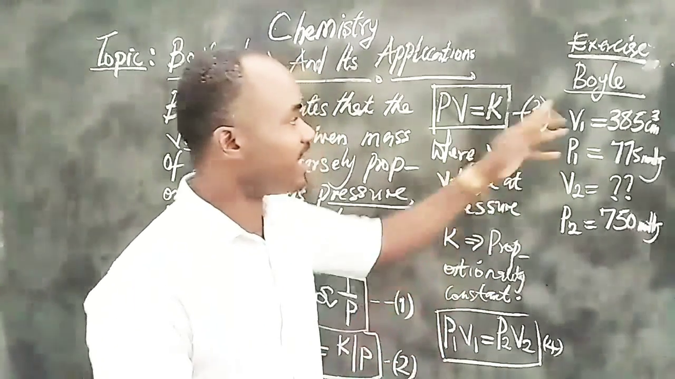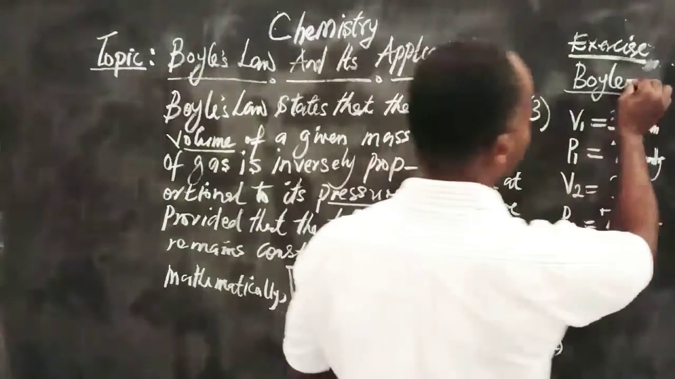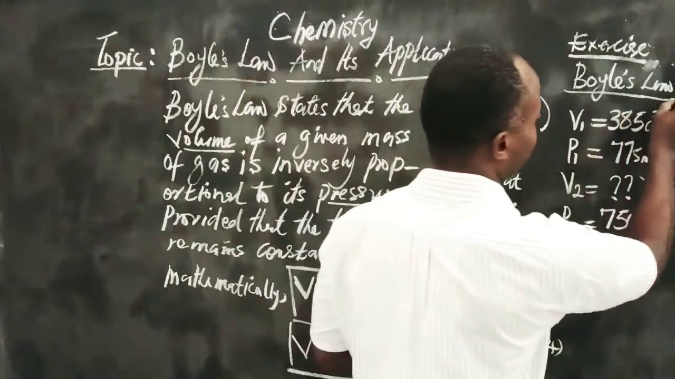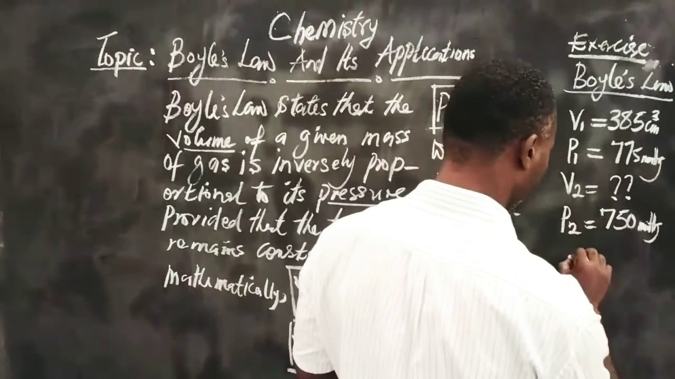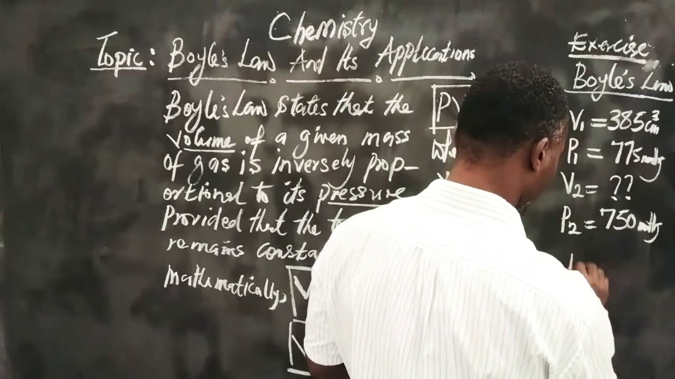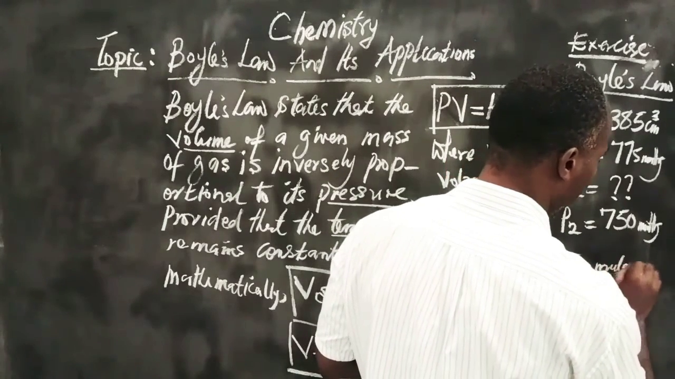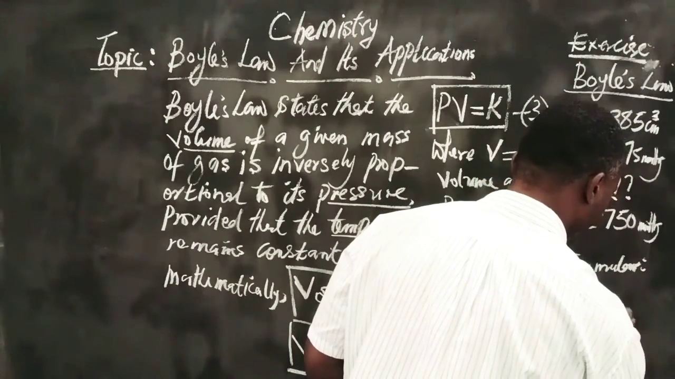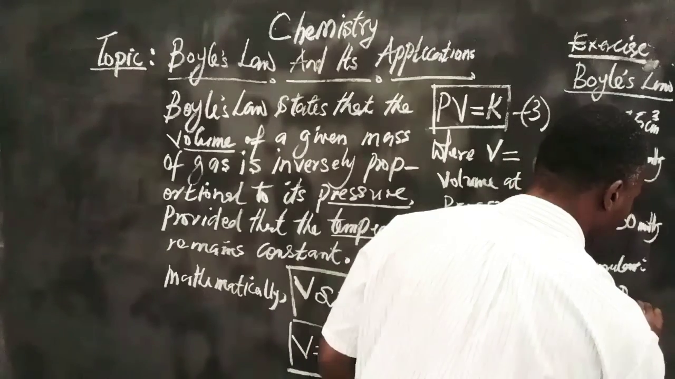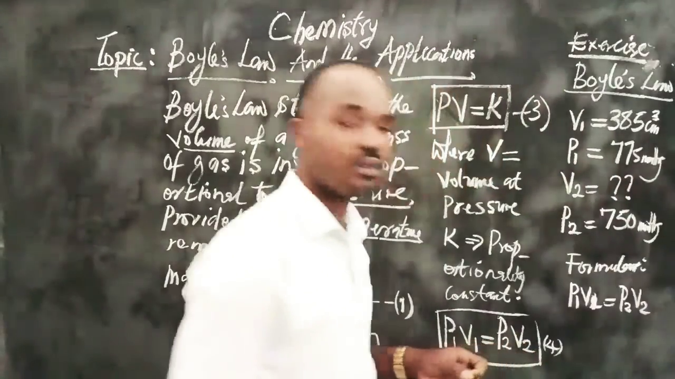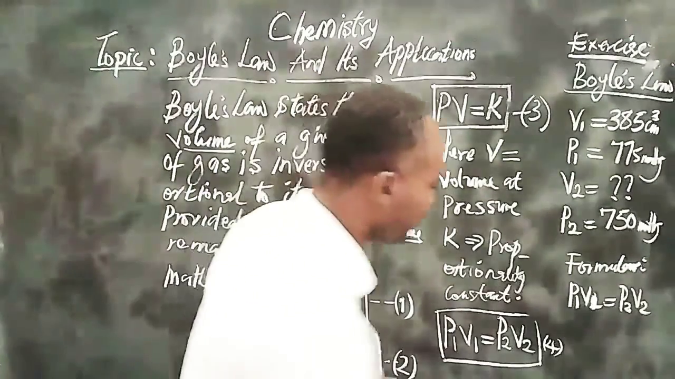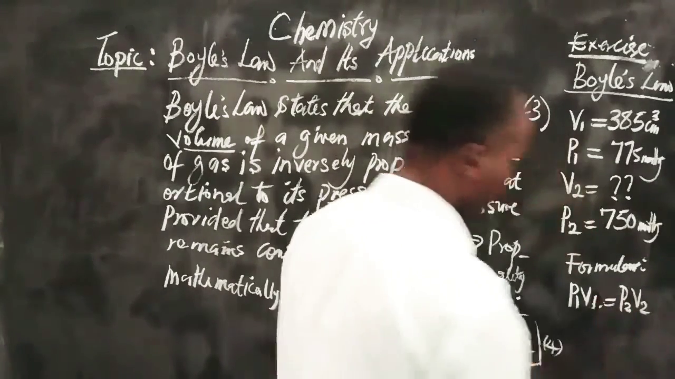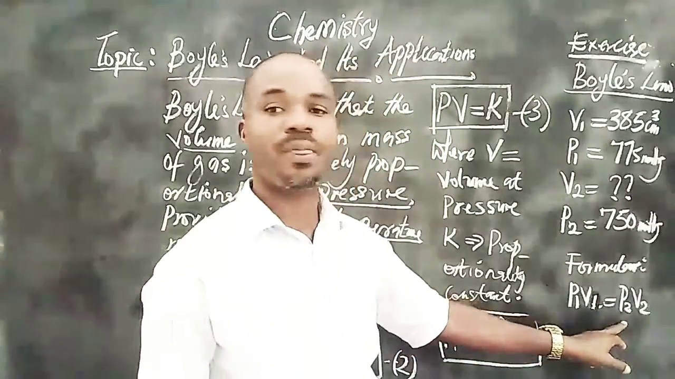The next thing is to apply Boyle's Law. The formula here becomes P1 V1 is equal to P2 V2. So this is V1. P1 V1 is equal to P2 and then V2.